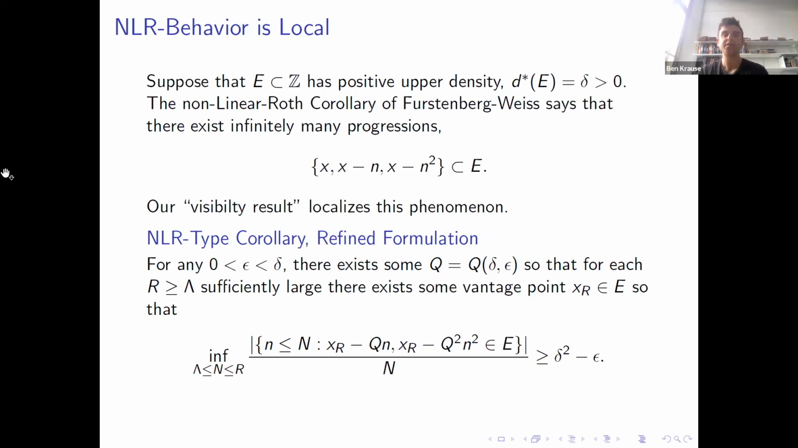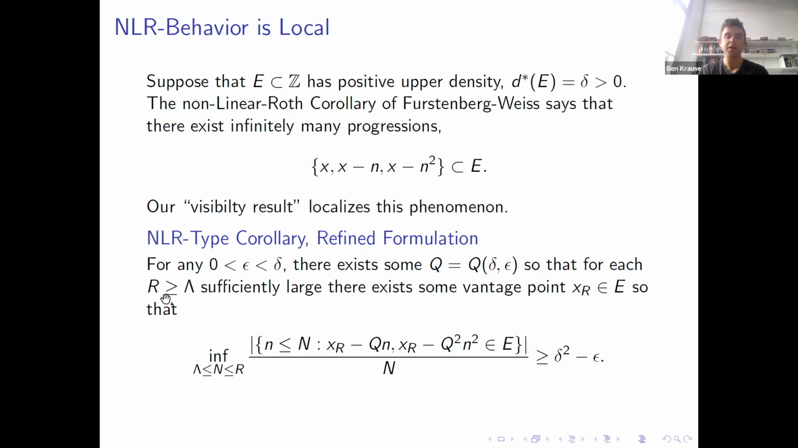Suppose I take a subset of positive upper density. Furstenberg-Weiss says that there exist infinitely many progressions x, x minus n squared in your set. And what we can do is localize this result. So for any set of density delta and any epsilon that's very, very tiny, there exists a conjugacy class, z mod q. Q depends on delta and epsilon.